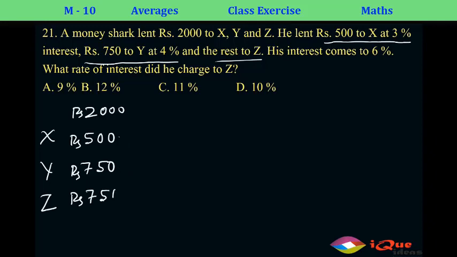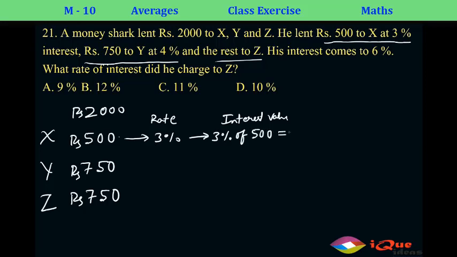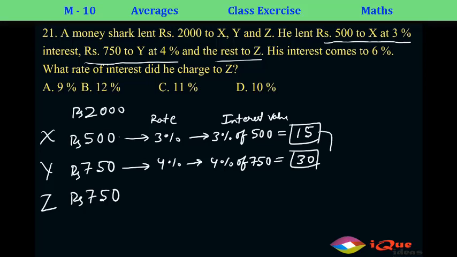This is 750 again. Now what is the rate of interest on 500? The rate of interest on 500 is 3%. Now then what will be the interest value? Interest value will be 3% of 500, you can calculate it in your way. It is 15 rupees. Similarly, on 750, what is the rate of interest? It is 4%. So you can calculate 4% of 750, that is 4 by 100 into 750. That will give us 30 rupees. Now, the total of these two together is 15 plus 30, that is 45 rupees.